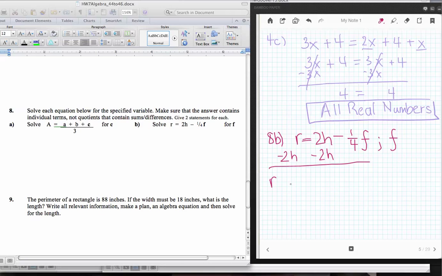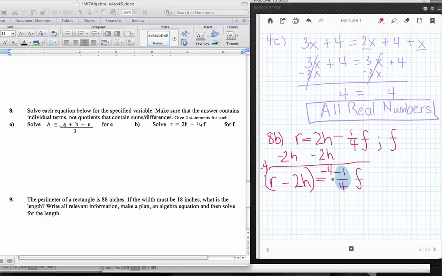So this gives me r minus 2h, and that's equal to negative 1/4 times f. So now what I need to realize is that I have a numeric coefficient right here. And so that numeric coefficient I need to get rid of. So I'm going to multiply by its reciprocal, which is a -4. Don't forget that this is negative, so your reciprocal is negative as well. And so that means that I need to multiply this whole side by a -4.